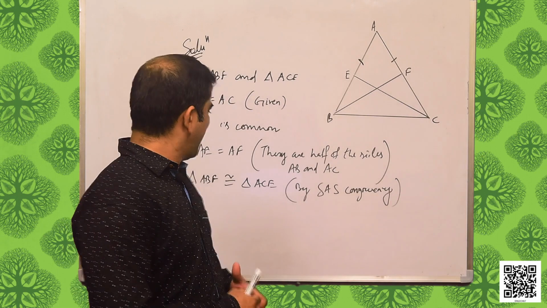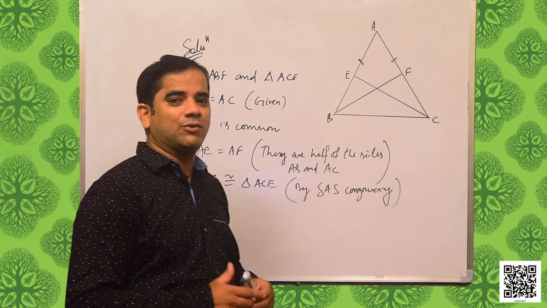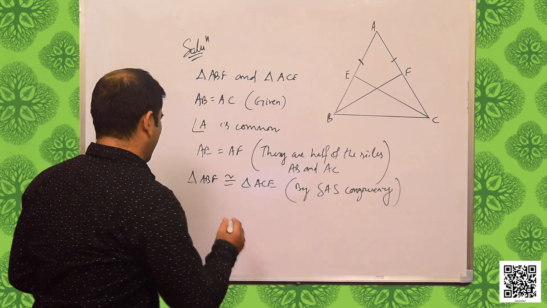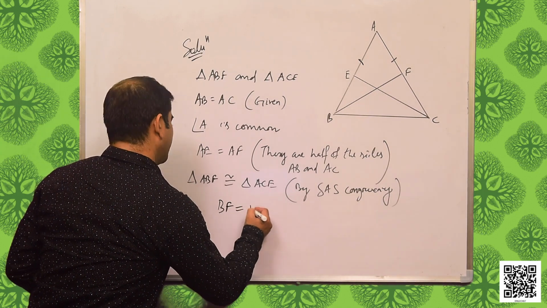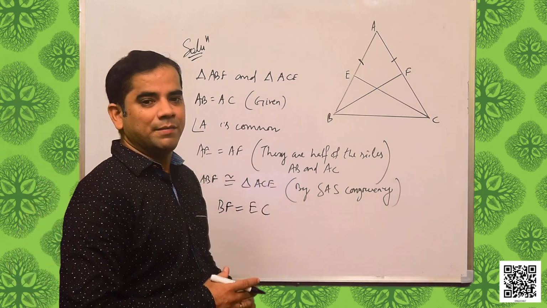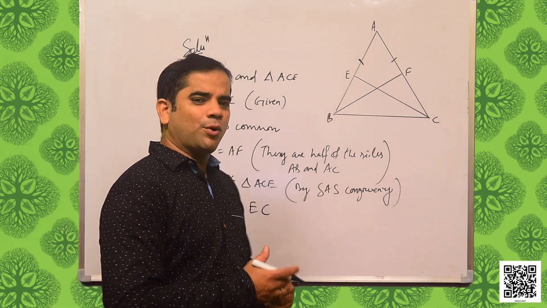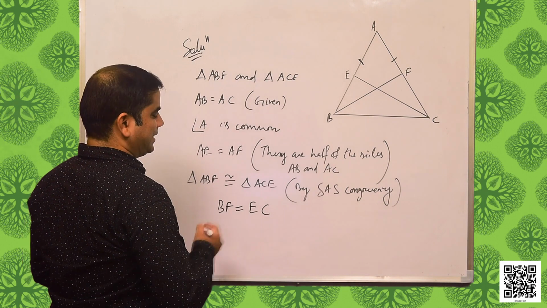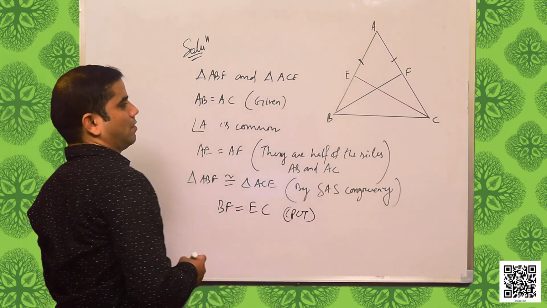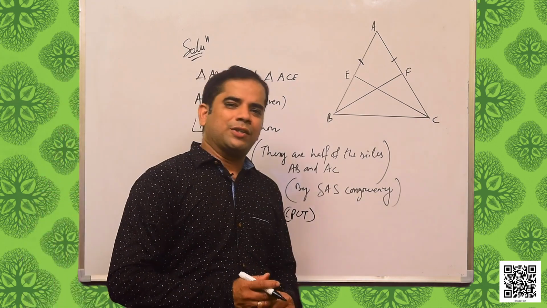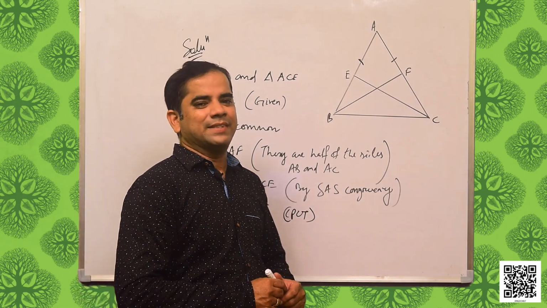So students, as we have proved, triangle ABF and triangle ACE are congruent to each other. Now we can write that BF is equal to EC. Now we have proved that BF is equal to EC by CPCT. Fine. So this concludes our example 5. Let us discuss example 6.